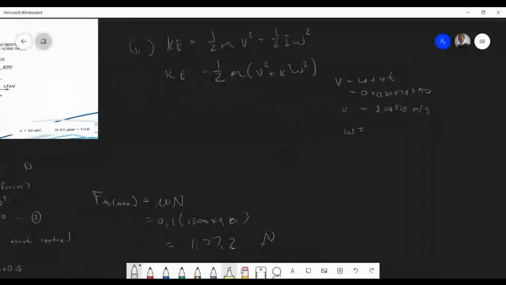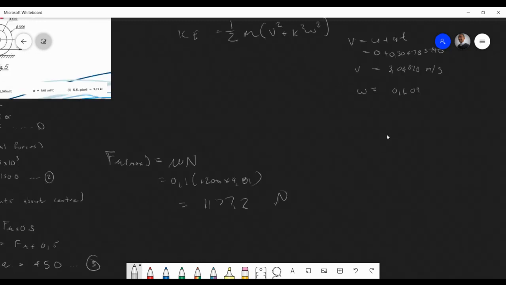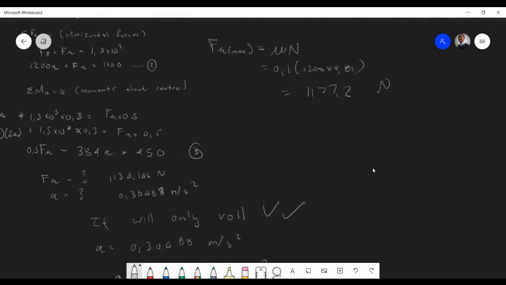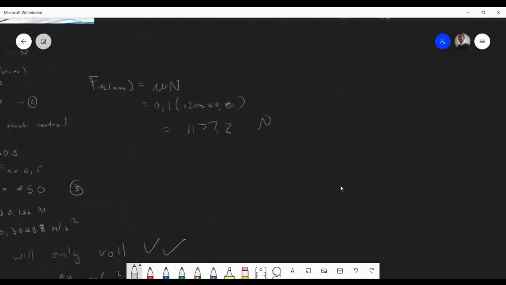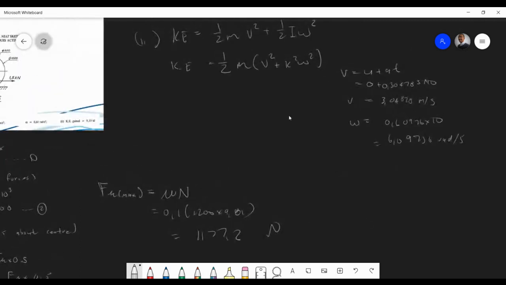Okay. So then omega would now be 0.6097 or 0.6098, times 10 seconds as well, just multiplying by 10, so it's 6.09756 radians per second. Okay, so plug and play that.